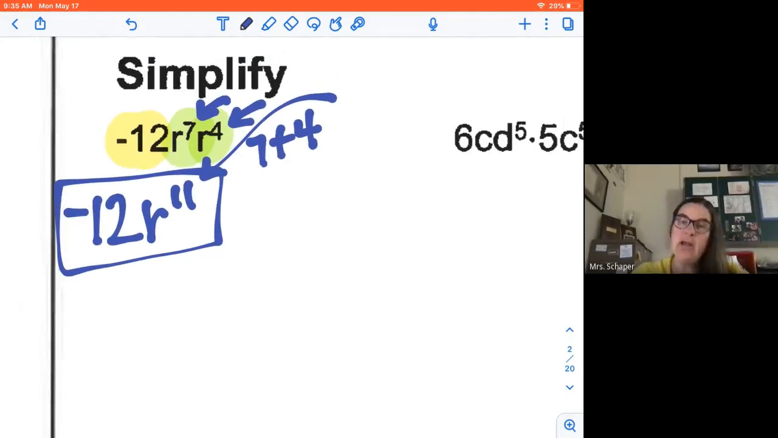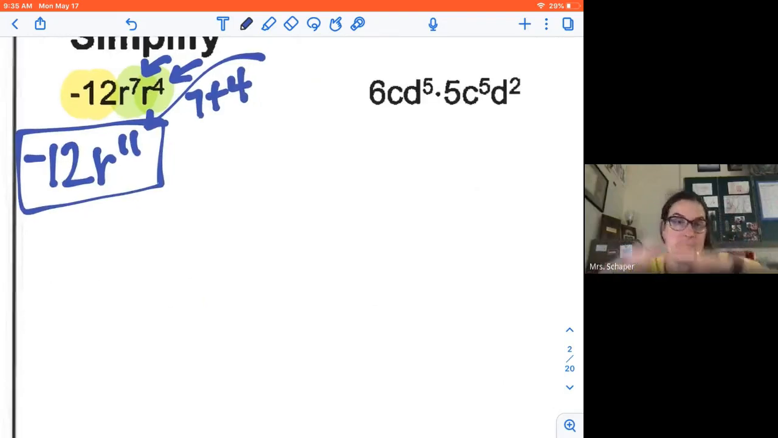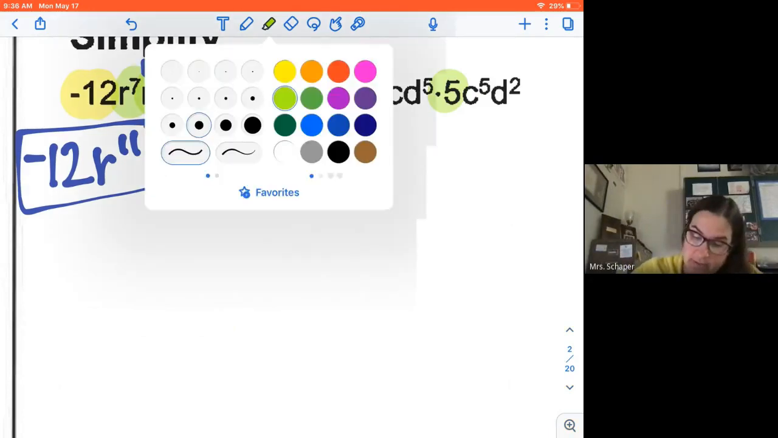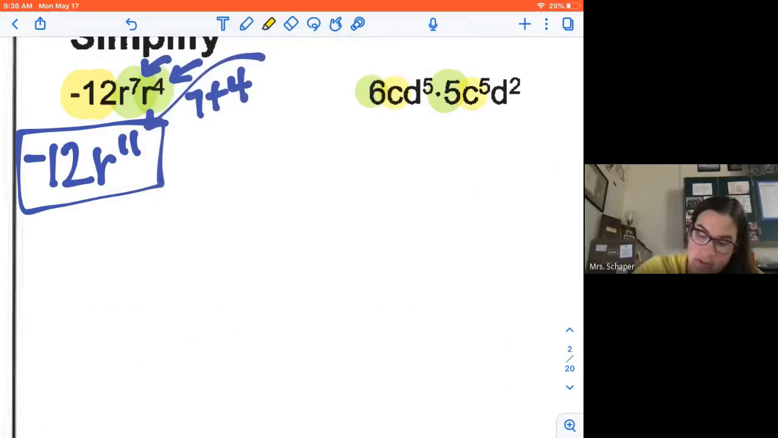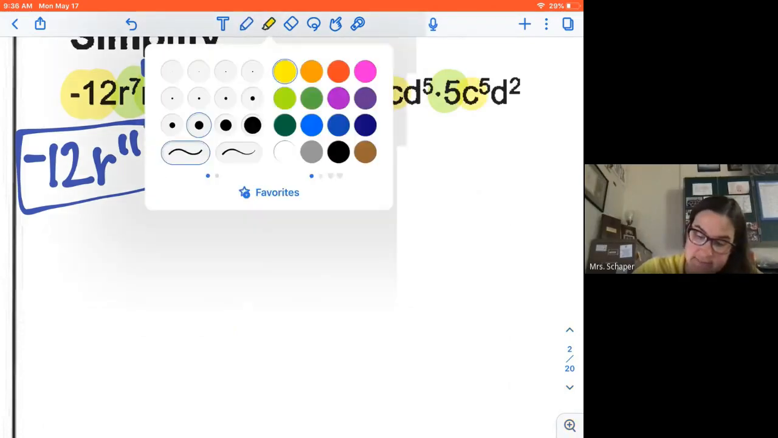Again, it's simplifying, right? Putting all the x's together, the r's, the c's, the numbers, whatever. It's getting everything together. So I've got my 6 and my 5, which are like terms. You might be wondering, how are 6 and 5 like terms? They're two different numbers. Because they're both numbers, that's why they're like terms. And then I'm going to go with my c's, and then I'm going to go with my d's.